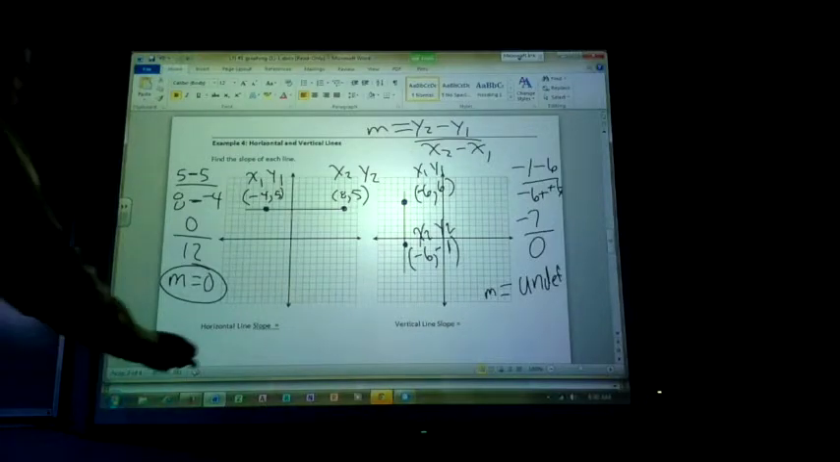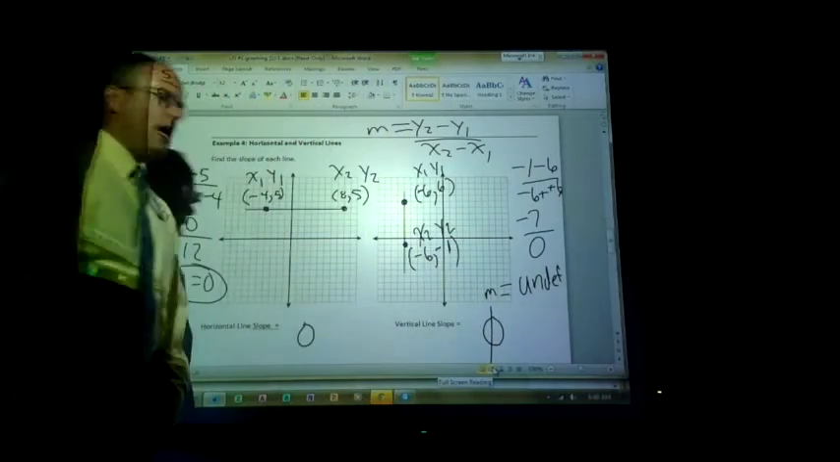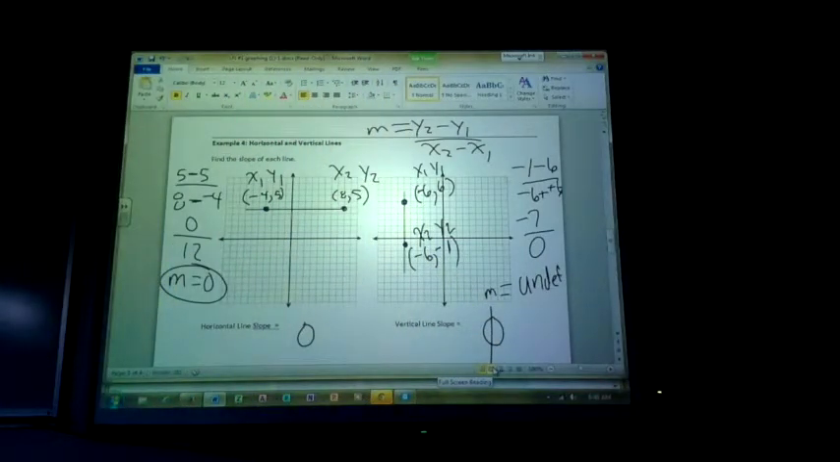So a horizontal line has slope 0, and a vertical line has slope 0 with a slash through it, which means empty set, which means undefined, doesn't exist.